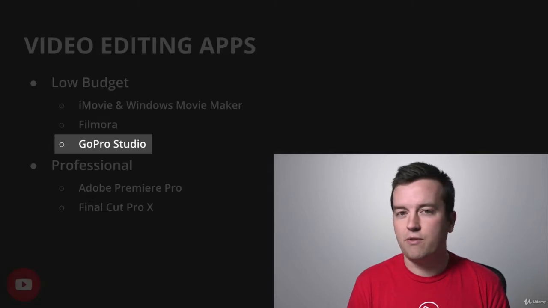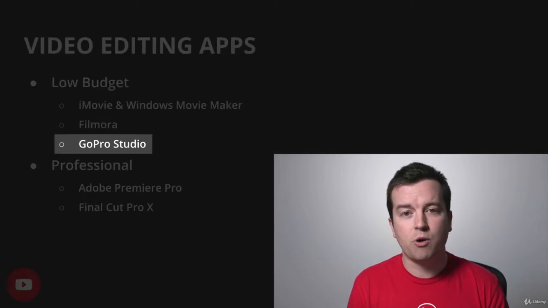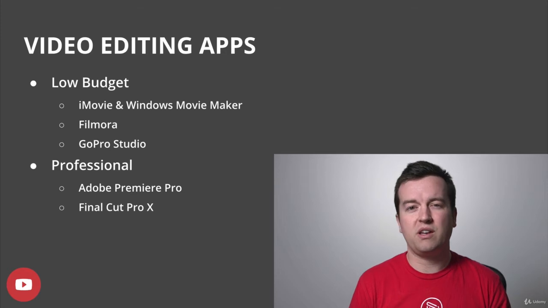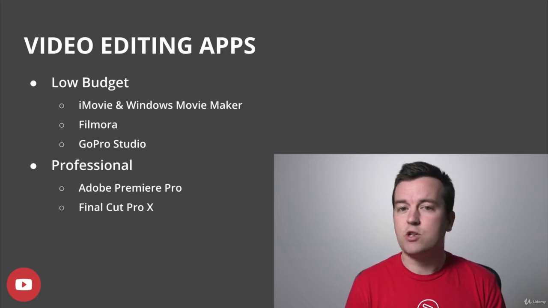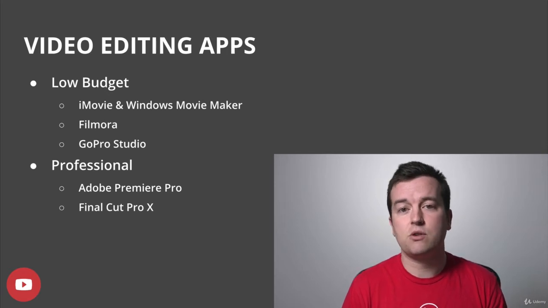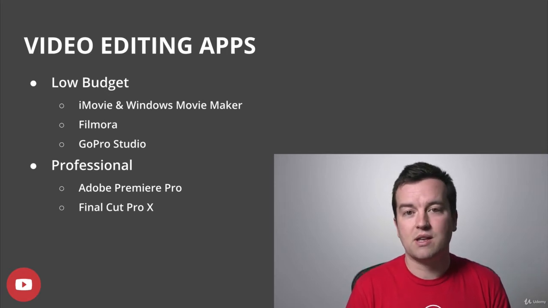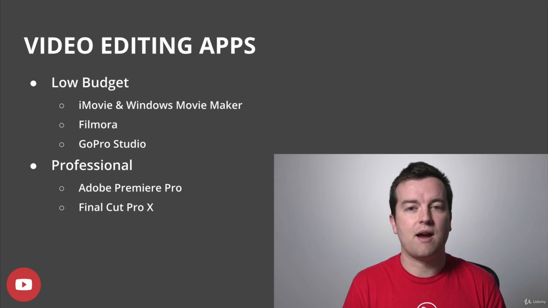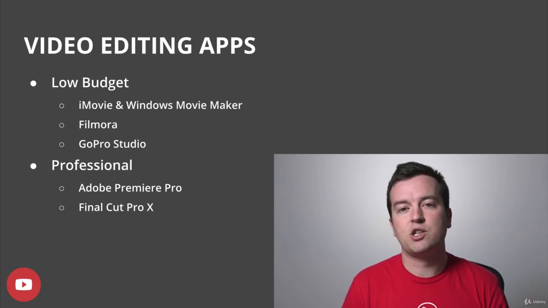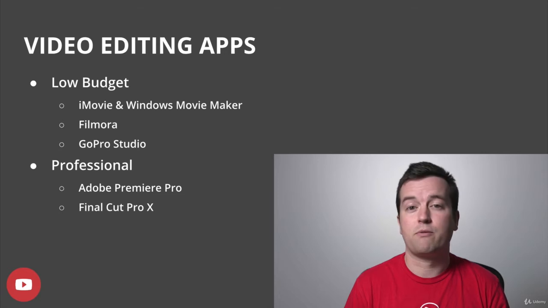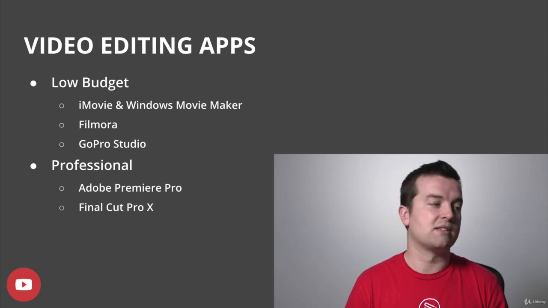GoPro Studio is a free editing app that comes with your GoPro, but even if you're not using a GoPro, I believe you can download it for free from their website, and it has some features that make it super easy to use, especially on mobile phones and mobile tablets. You can actually edit right there. Speaking of, I don't have it on this list, but Adobe has released Adobe Premiere Rush, which is a more basic video editing app, great for on-the-go editing, great for editing on your mobile devices as well.